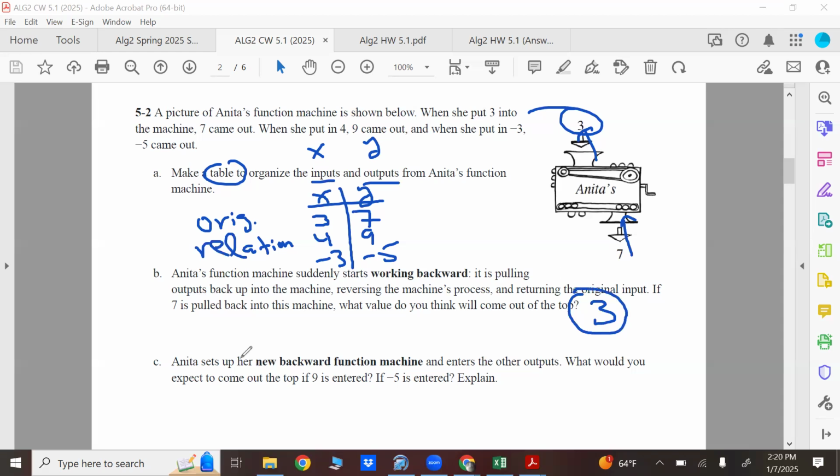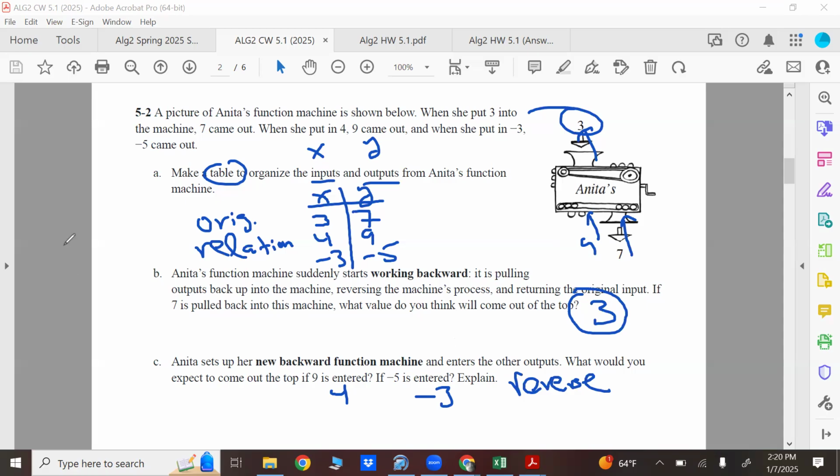So now she wants to set up a backward function machine. What would you expect if a 9 is entered? Well, if you put a 9 in backwards, we're supposed to get 4. Or -5 should get -3. It's just a reverse.